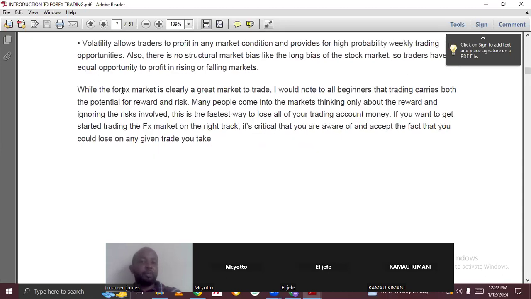the trading carries both the potential for reward and risk. Remember, reward and risk. There's a risk involved for you to get a reward. Many people come into the market thinking only about the reward. I know you want to make your first million, whether it's shillings or dollars. But first think about the risk. How much risk am I putting and how much reward will I be willing to take? Ignoring the risk involved is the fastest way to lose all your trading account money.